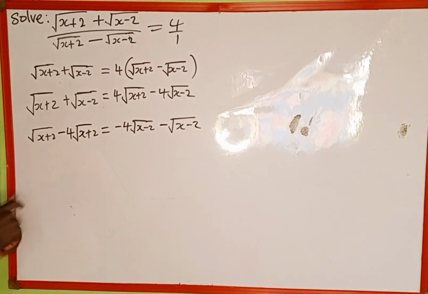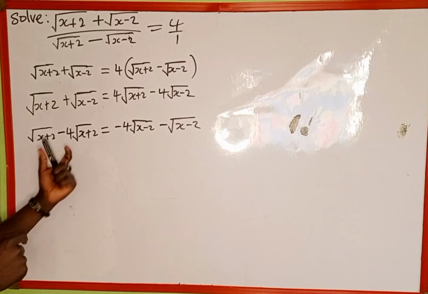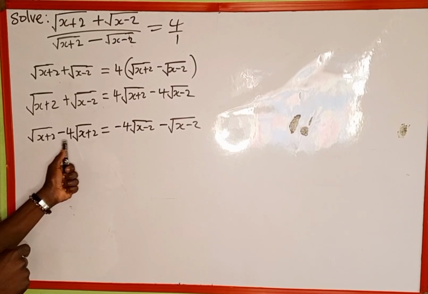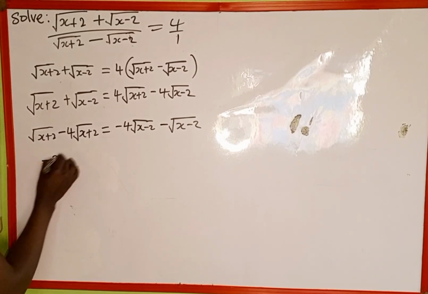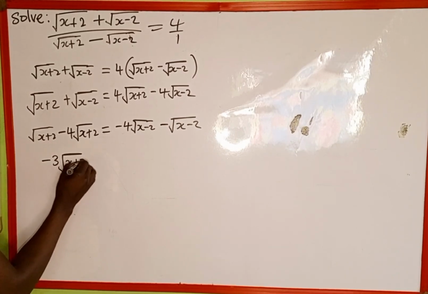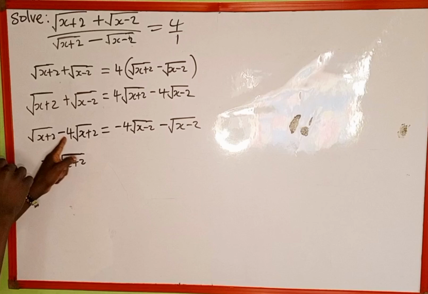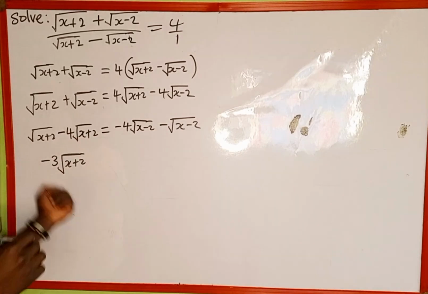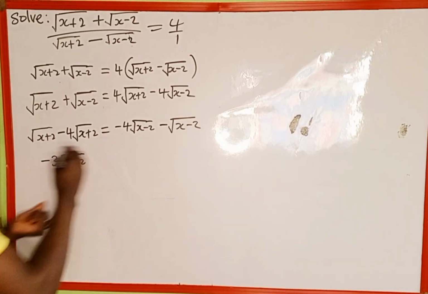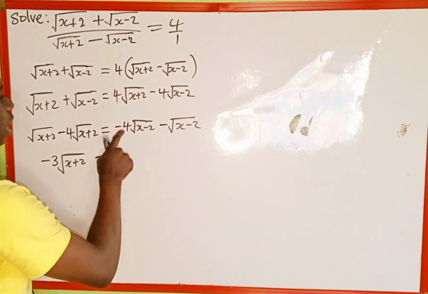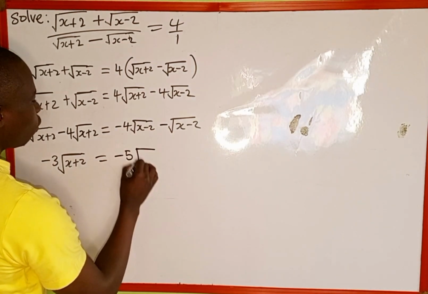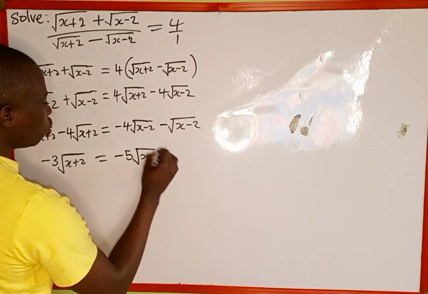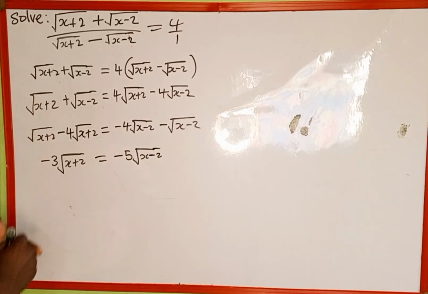So the next thing we're going to do, if you look at the radicals, they are the same, so we can subtract 4 of this from 1 of this. This is going to be negative 3 root of x plus 2, which is the same as 1 of this minus 4 of this. It's going to be negative 3 root of x plus 2, which is going to be equal to negative 4 minus 1 of this, which is going to be negative 5 root of x minus 2. So the next thing we're going to do is to remove the square root by squaring both sides of the equation.